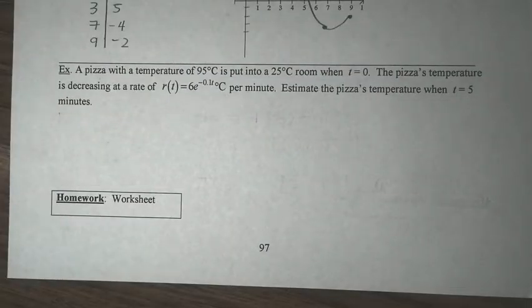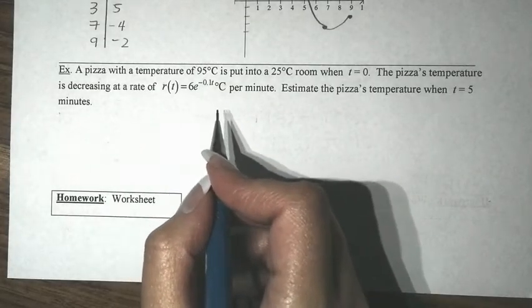For this example, we have a pizza with a temperature of 95 degrees Celsius that is put into a 25 degrees Celsius room when T equals 0. The pizza's temperature is decreasing at a rate of R of T equals 6e to the power of negative 0.1T degrees Celsius per minute. Now you need to estimate the pizza's temperature when T equals 5. What you know from the context of the problem is that the pizza starts with 95 degrees at T equals 0, and they give you an equation for the rate at which it's decreasing.